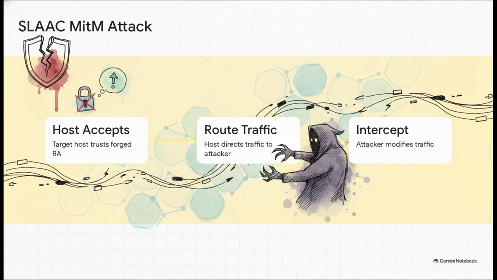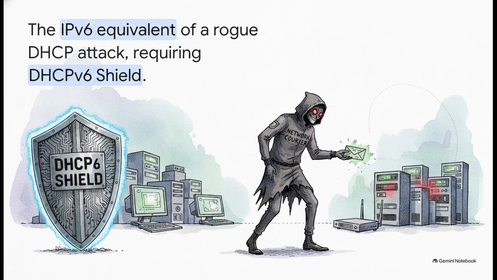Step 1. The target host accepts a forged RA from an attacker and updates its gateway. Step 2. That host starts routing all its outbound traffic directly to the attacker. Step 3. The attacker is now comfortably sitting in the middle, inspecting, modifying, or black holing the traffic. Complete compromise, and it requires absolutely no authentication to pull off. Then we've got the rogue DHCPv6 server attack.